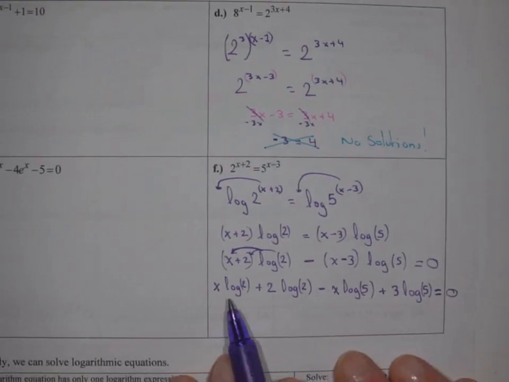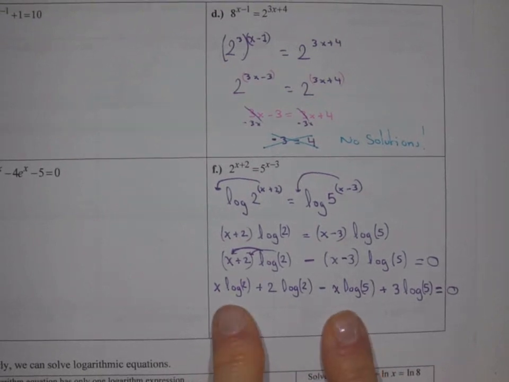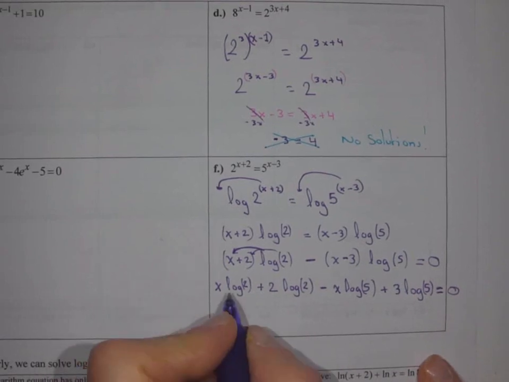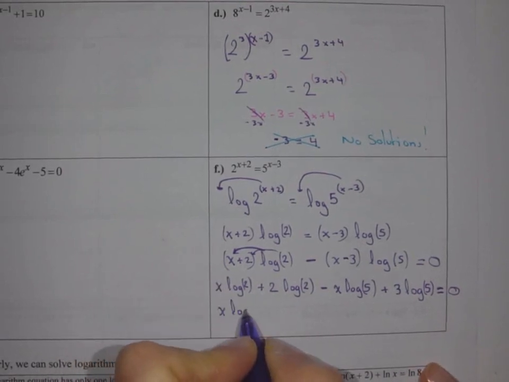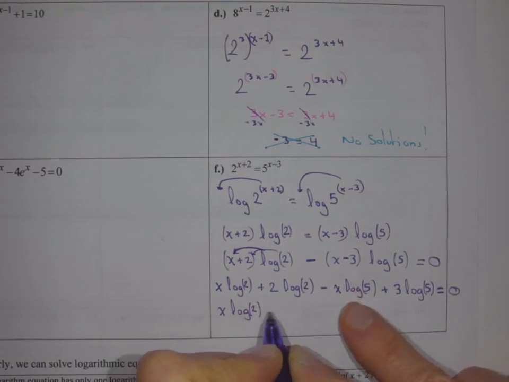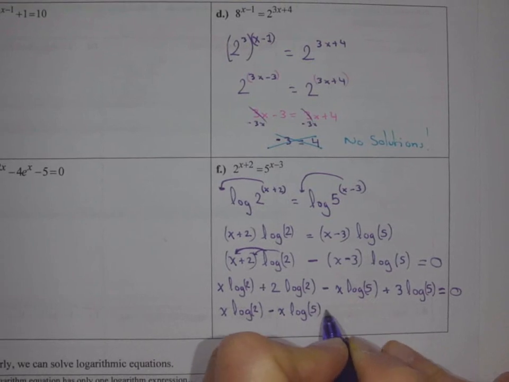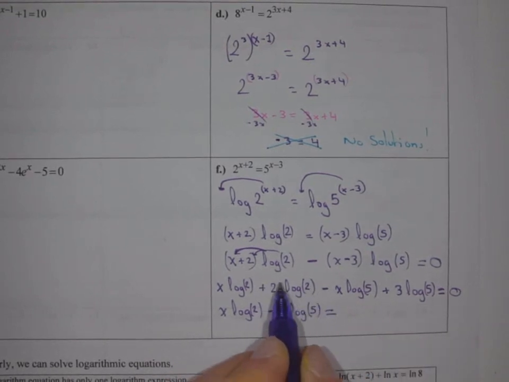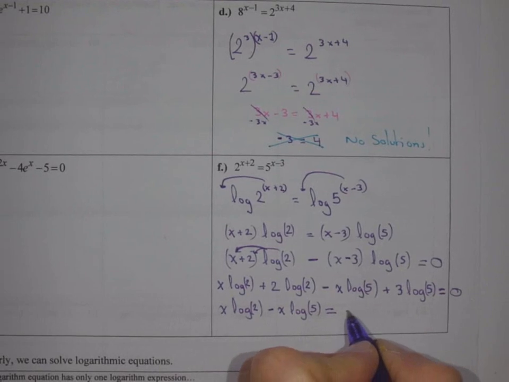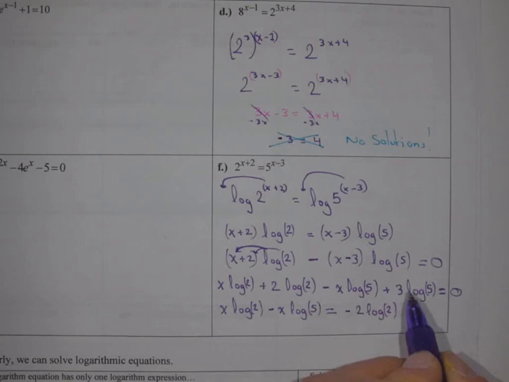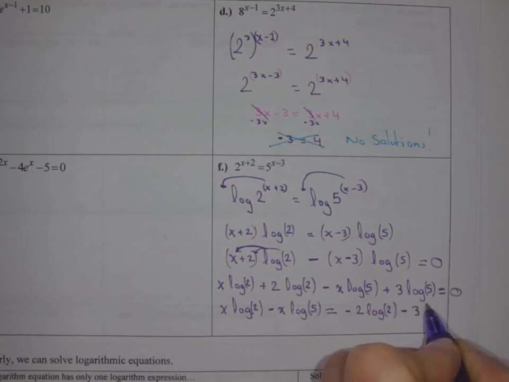Okay, now anything that has an x, I'm going to keep on that side of the equal. Everything that doesn't have an x, meaning those two right there, I'm going to subtract them to bring them to the other side of the equal. So I have x log 2, and then keep this one with an x in it, so minus x log 5 equals, this one doesn't have an x, so I'm going to subtract it to the other side. And this one doesn't have an x, so I'm going to also subtract it to the other side.